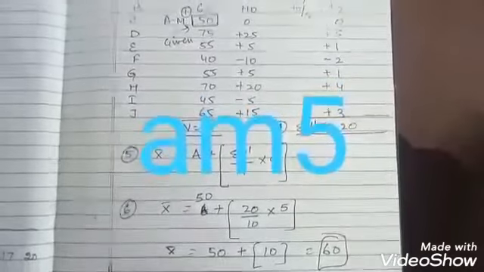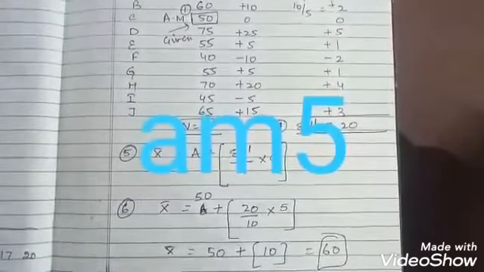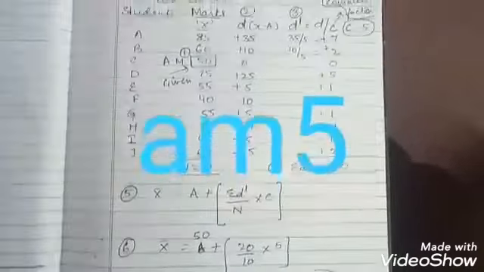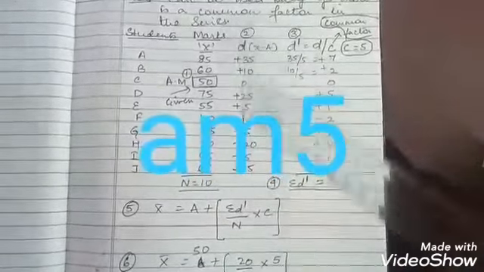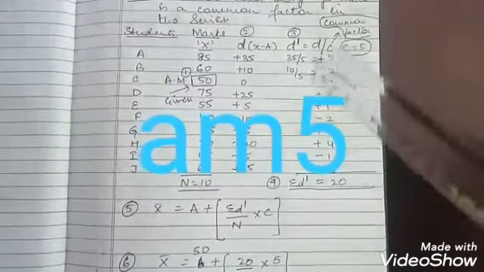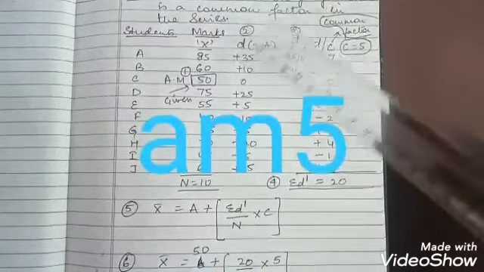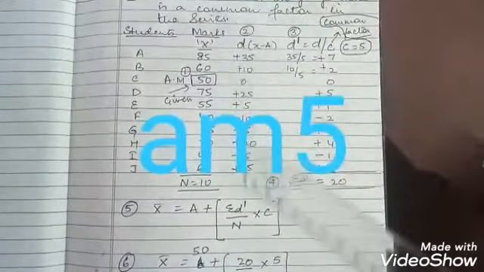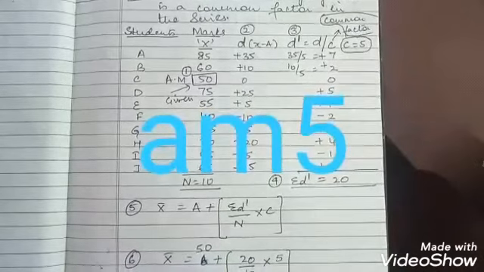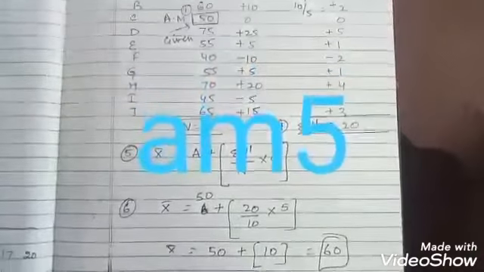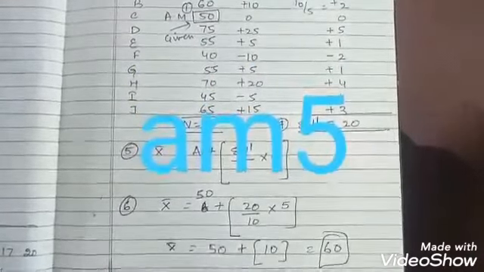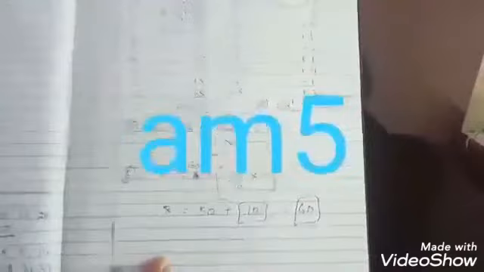I hope it's very clear to all of you. I repeat the entire method for your convenience. X will be given to you. You will find d, which is x minus a. You will find d dash. What is d dash? D upon c. What is c? C is the common factor in the column d. Then you will do summation of d. Then you will apply the formula x bar is equal to a plus sigma d dash upon n into c.